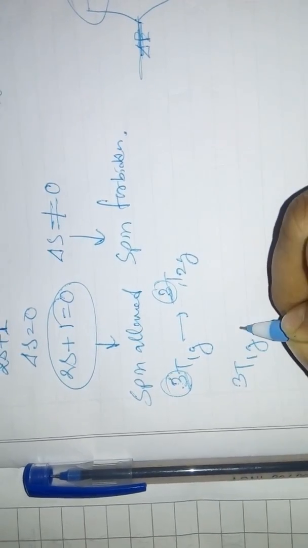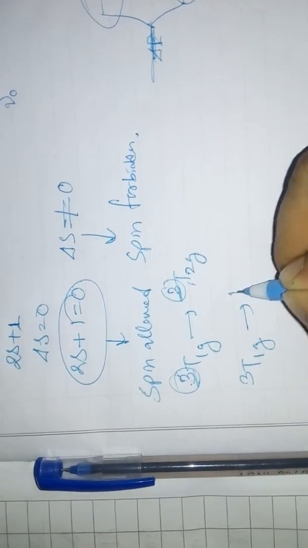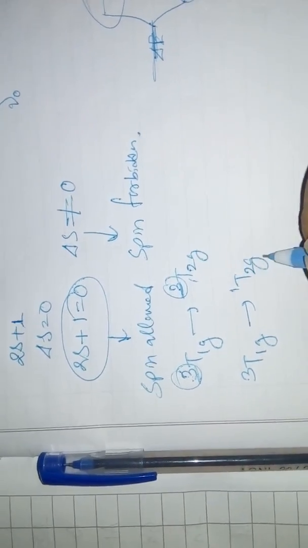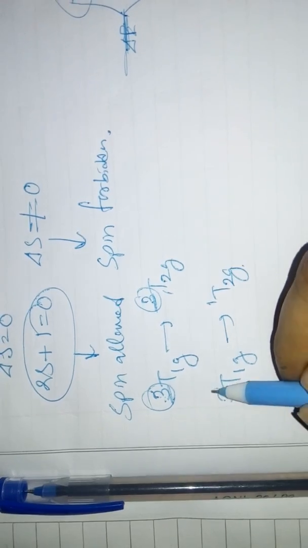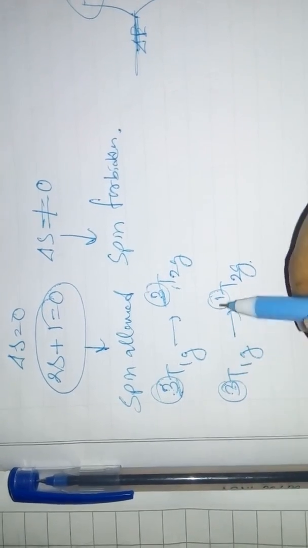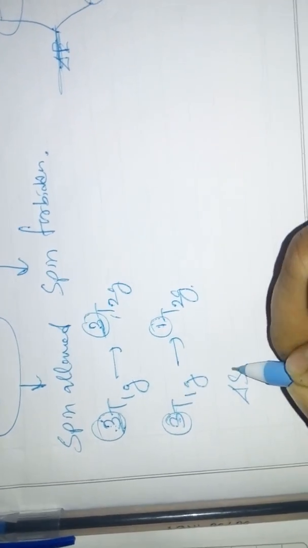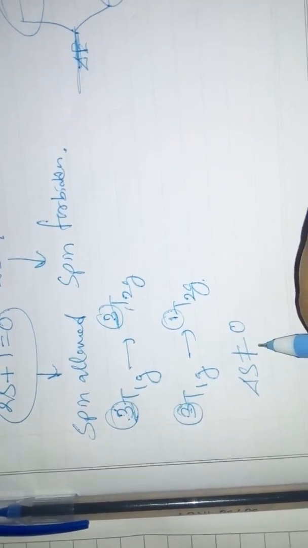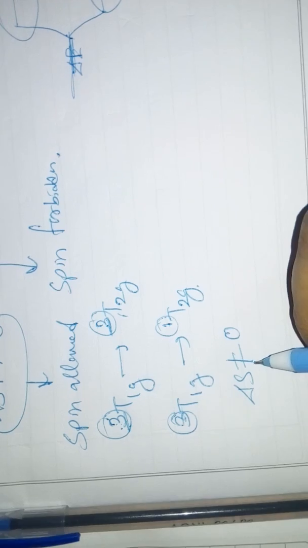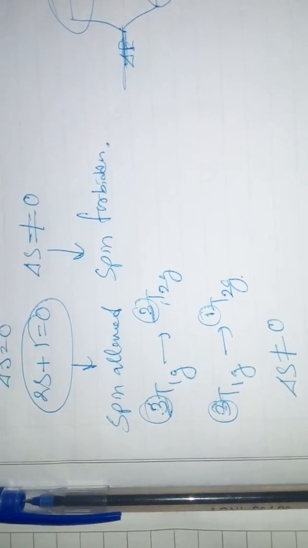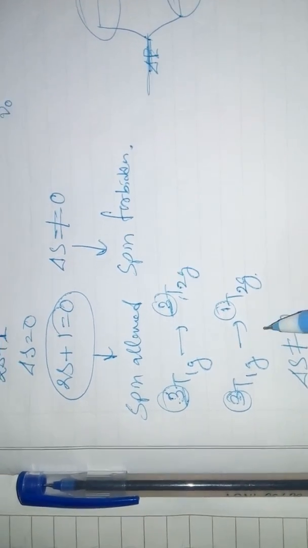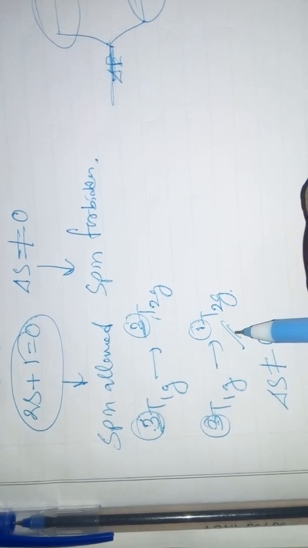3T1G arrow 1T2G. See, here 3 arrow 1. This one changes, delta S not equal to 0. This is spin forbidden, so the transition is not allowed. Here transitions are not allowed.